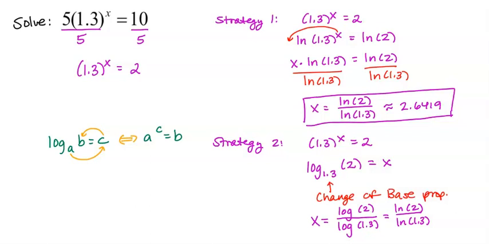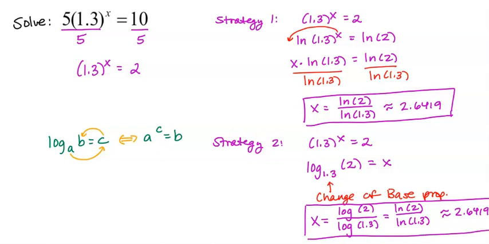If we put either of these expressions into our calculator, we'll get 2.6419. So this gives us a couple different ways that we can solve this equation, 5 times 1.3 to the power of x equals 10, either starting out with our properties of logs using the exponent property or using our definition based on the inverse relationship.